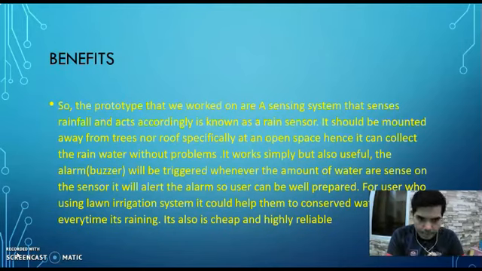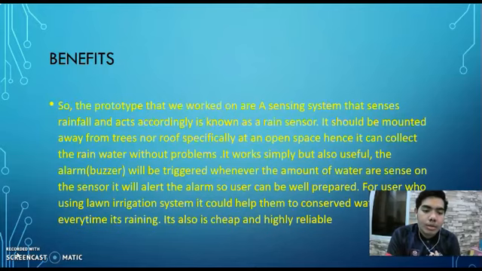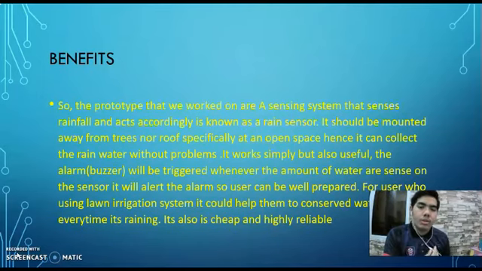So what are the benefits of the product that we work on? It is a sensing system that senses rainfall, known as a rain sensor. It should be placed away from objects such as trees or roofs, in an open space, so that it can collect the rainwater without problem. It actually works simply but is also useful.